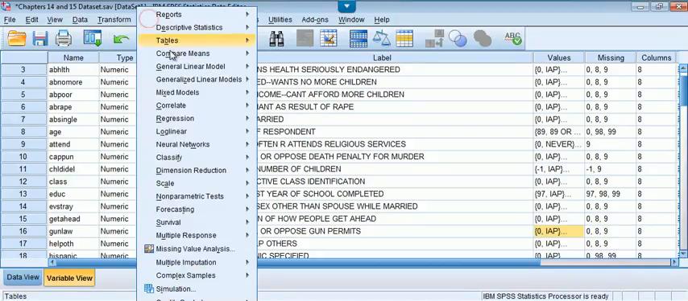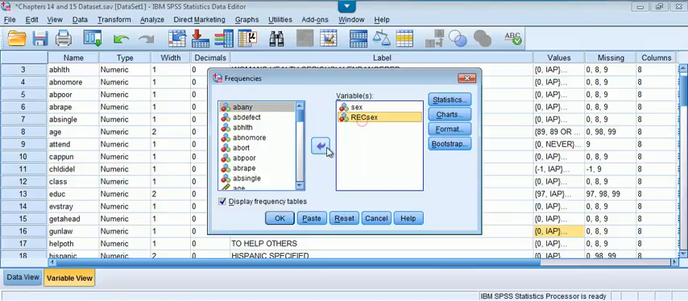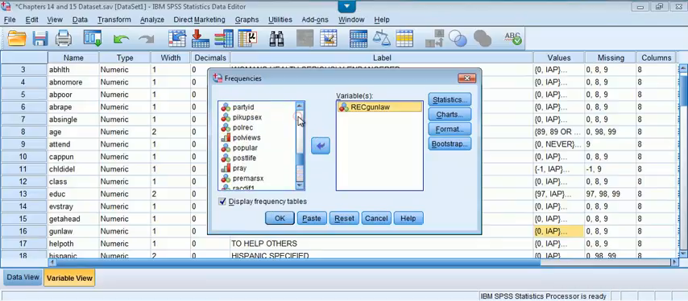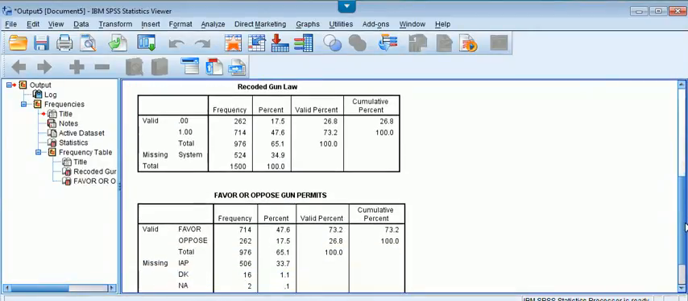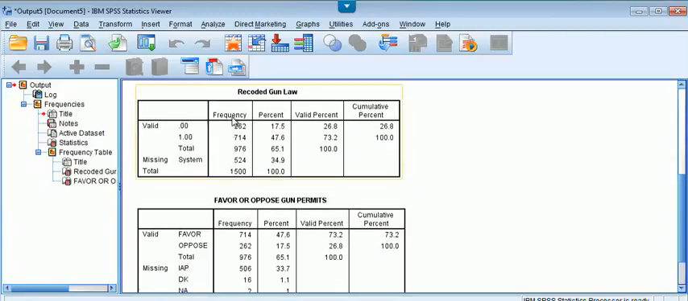Come in here. Go to descriptives. We want to just double check this. Get rid of these 2 variables. We don't need them. Here's recoded gun law because it's really close. Scroll up to find it. There we go. We want to make sure these are the same. And you will see 0, 1.